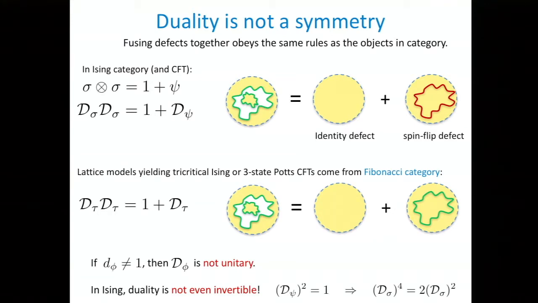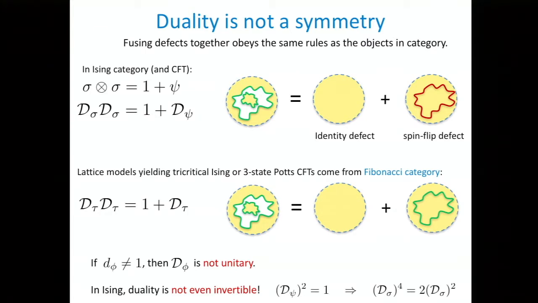And in fact, duality is not even invertible. It's easy to check: if you do the duality defect twice, you get a sum of defects, so that's not invertible. So it really isn't a symmetry. It's a duality, so don't call it a duality symmetry.